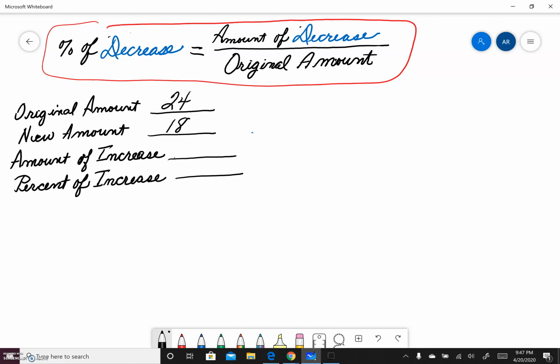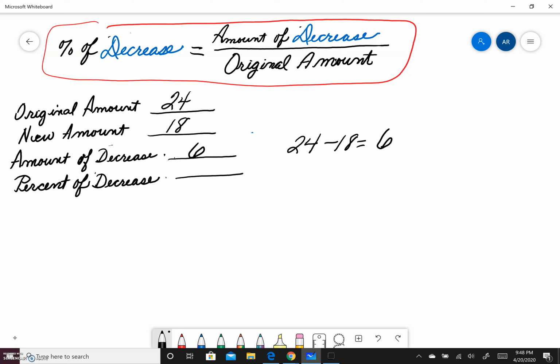So again, when you're going into the store and you see that, oh, it was originally $24 and it's only 18 now, if you subtract it, you'll end up with the amount of decrease. So that value is 6. Now we can use that in our equation.